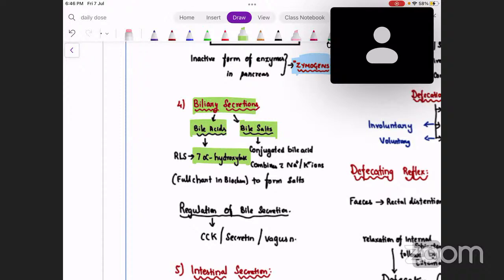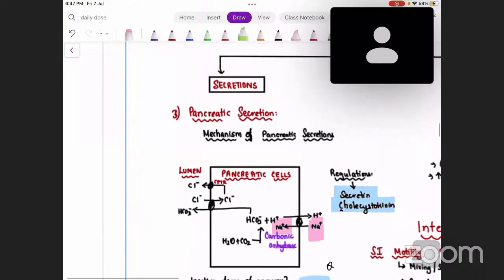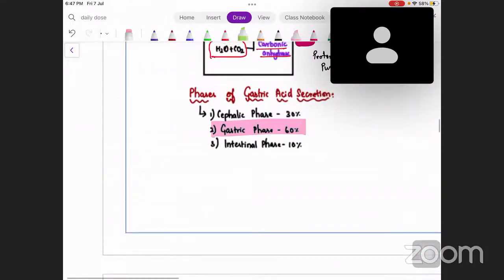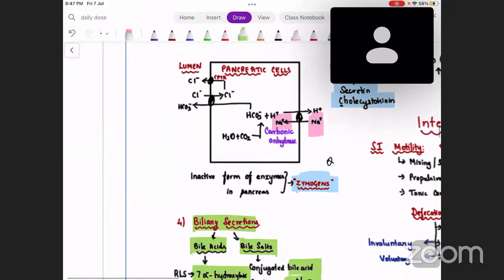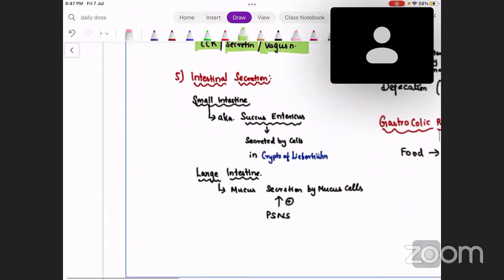While bile salt is a conjugated bile acid which combines with sodium and potassium ions. Regulation of bile secretion is done by cholecystokinin, secretin, and the vagus nerve. So biliary secretion is done, pancreatic secretion is done, gastric secretion is done, and salivary secretion is done. The last is your intestinal secretion. Once that is done, we have covered all the secretions of your GI tract, and we revise it.